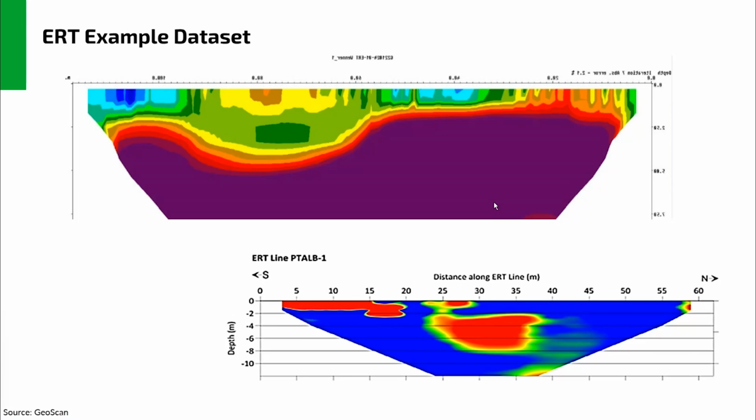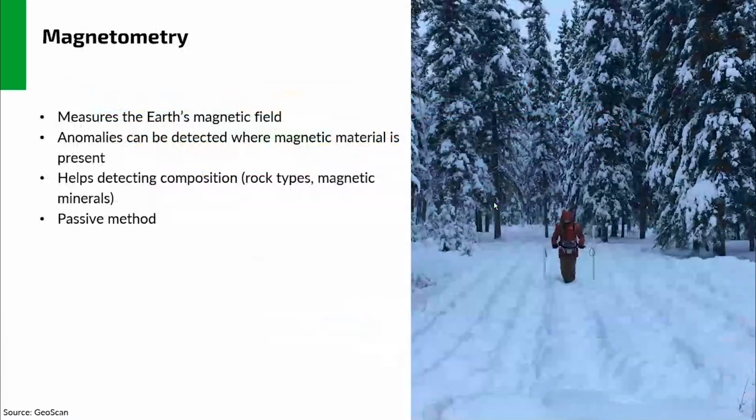in order to find the root cause of increased conductivity even. The next method is the only passive method that I'm going to talk about during this webinar, which is magnetometry. Simply, it measures the Earth's magnetic field and it plots or registers variations on a small or larger scale. It helps detect composition. Obviously, it's very sensitive to magnetic materials and minerals.